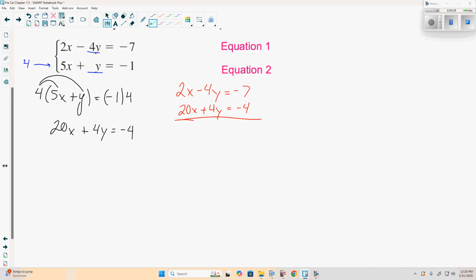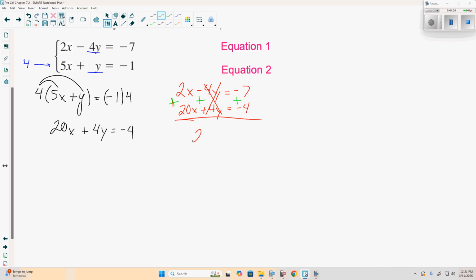Questions on this so far? Since we got the y values the same, we'll put them over the top of each other. If the signs are the same, we subtract. If the signs are opposite, we add. And one way to know if we're getting the correct number is just look at the one we're wanting to eliminate. Negative 4 plus 4 is going to give us 0. That's what we want. Negative 4 minus 4 would give us negative 8. That's not what we want. We want that y term to cancel.